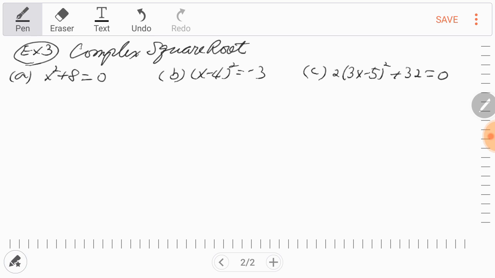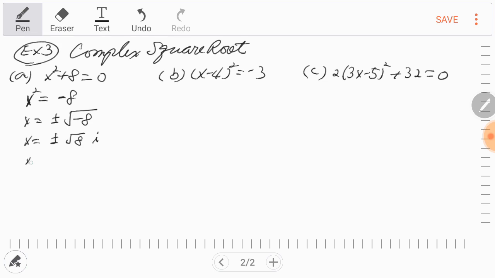So this is a complex square root. For this example, x squared is equal to negative 8. A real number squared cannot be negative, so this is impossible. x cannot be a real number, so x is a complex solution. Then what is x? x is plus or minus square root of negative 8. So x equals plus or minus square root of 8 i.